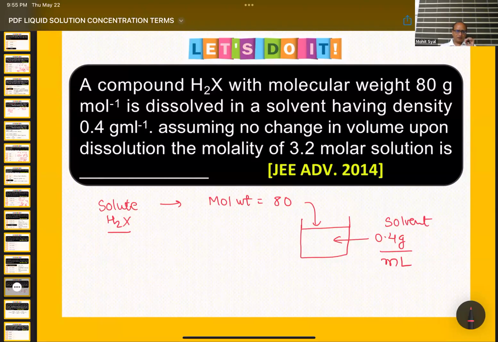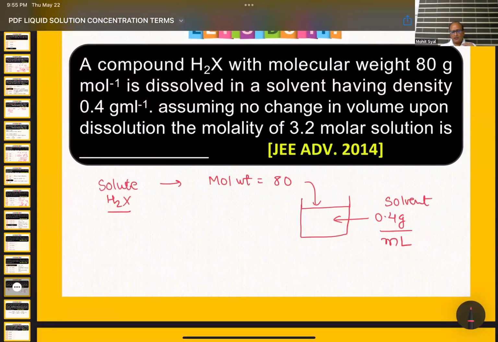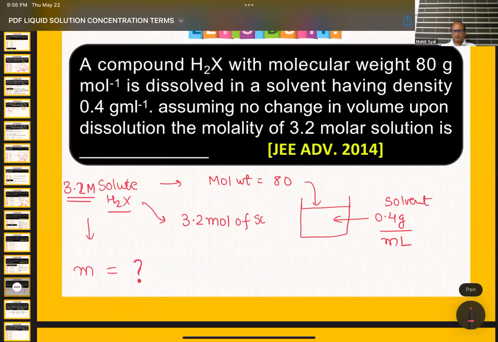Now what is being asked? The solution is 3.2 molar. So what is going to be the molality? What is the molality of 3.2 molar solution? So 3.2 molar is 3.2 moles of solute in 1 liter.